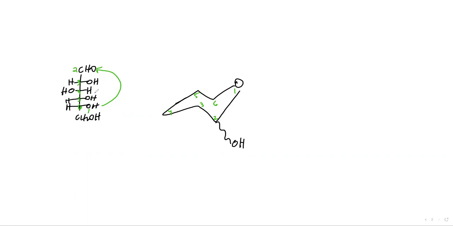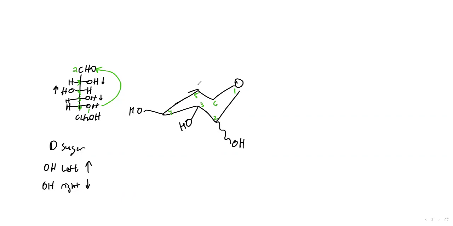But then after that, 3, 4, and 5, we can tell where they are in space. As long as this is a D sugar, then we can say that an OH on the left is up and an OH on the right is down. So on the left, it's up, and on the right, it is down. So that would just mean for carbon 3, where the bonds look like this, it's down, so it's over here. For carbon 4, where the bonds look like this, it is up, so it is here. For carbon 5, where the bonds look like this, it is down, so it is here.